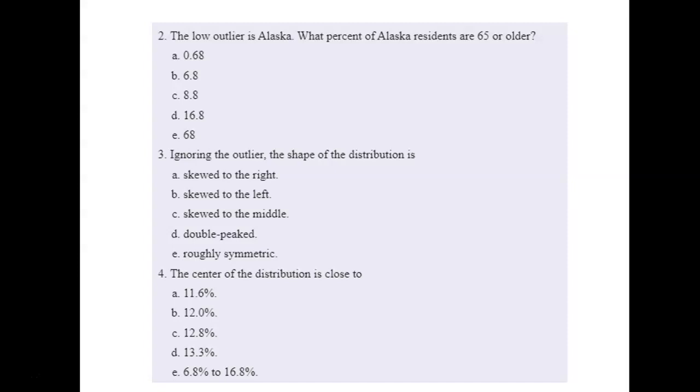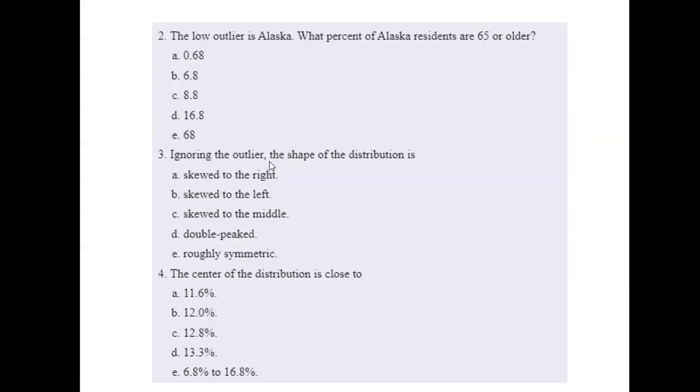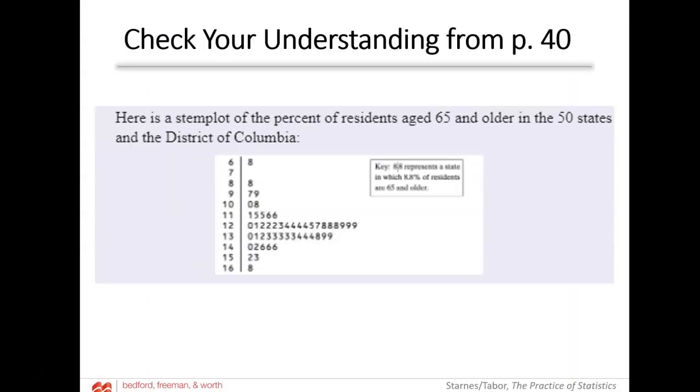We're supposed to answer a few questions. The first one being, the low outlier is Alaska. What percent of Alaskan residents are 65 or older? So the low outlier, remember this is the low, that represents 6.8%. All right, don't look, I'm about to show the answer key, okay? Yeah, 6.8%. All right, back up.